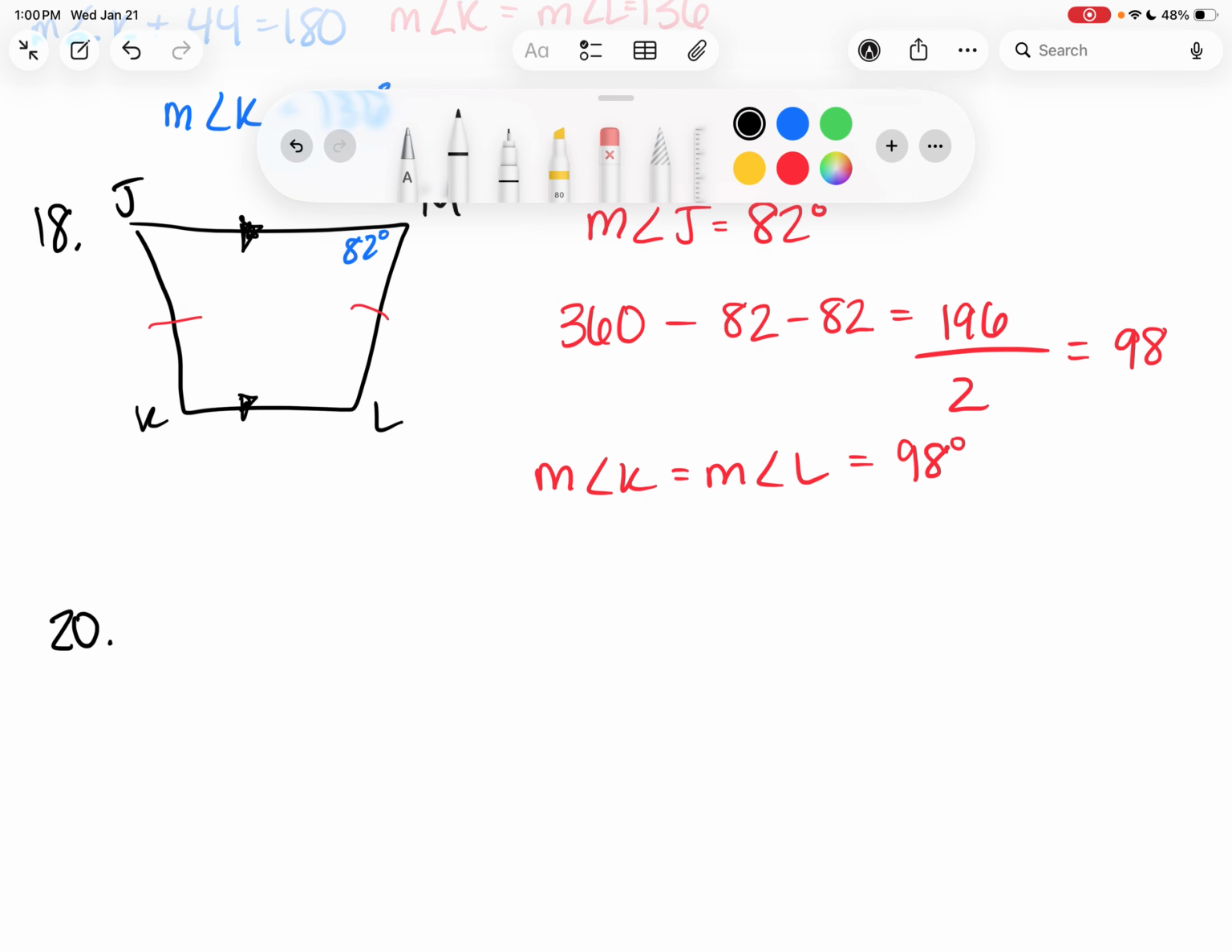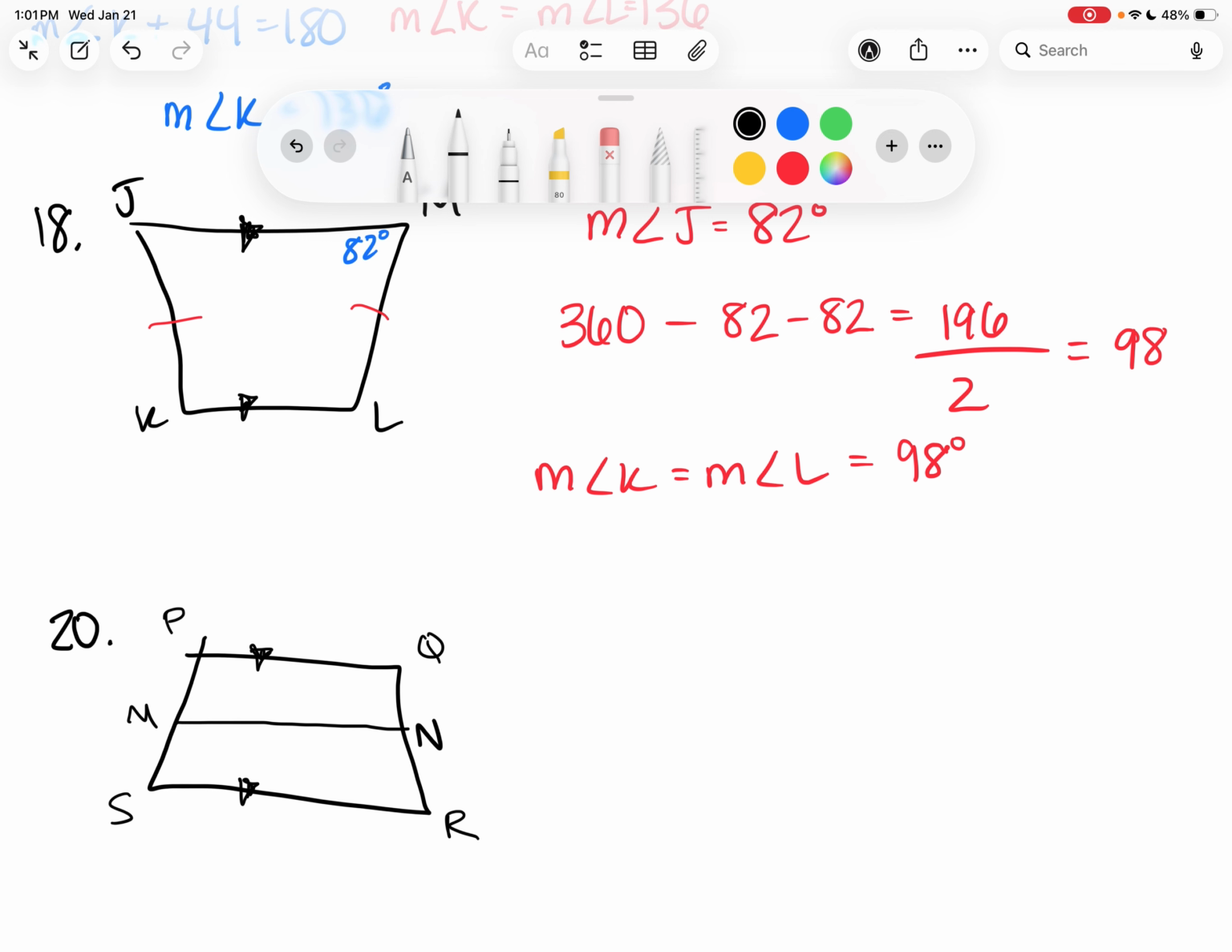All right, 20, using the mid-segment theorem. We're finding the mid-segment MN. I don't know if it's technically a theorem, but anyways, finding the mid-segment. So they give us a trapezoid.